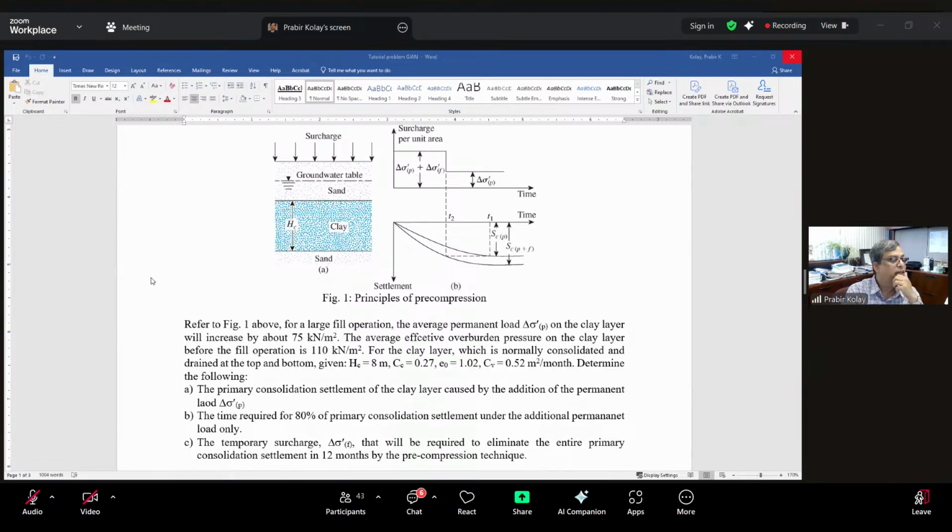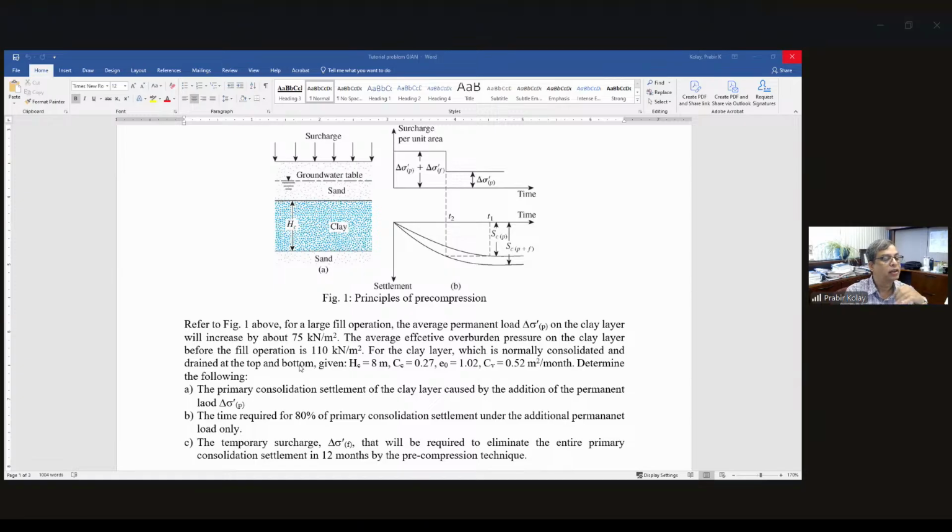Okay. So the first problem is basically, because it's a normally consolidated clay, correct? You see here, normally consolidated clay, and then we find out how much is the settlement required. So the first thing is you need to calculate the primary consolidation settlement of the clay layer caused by the additional permanent load. So first you calculate the primary consolidation settlement.